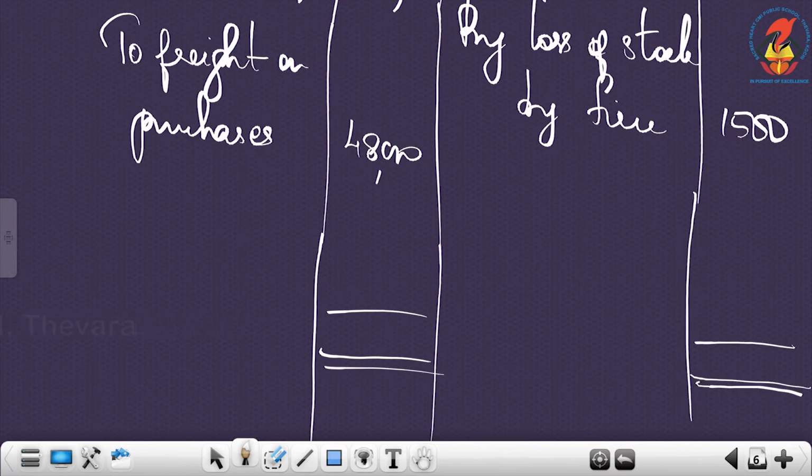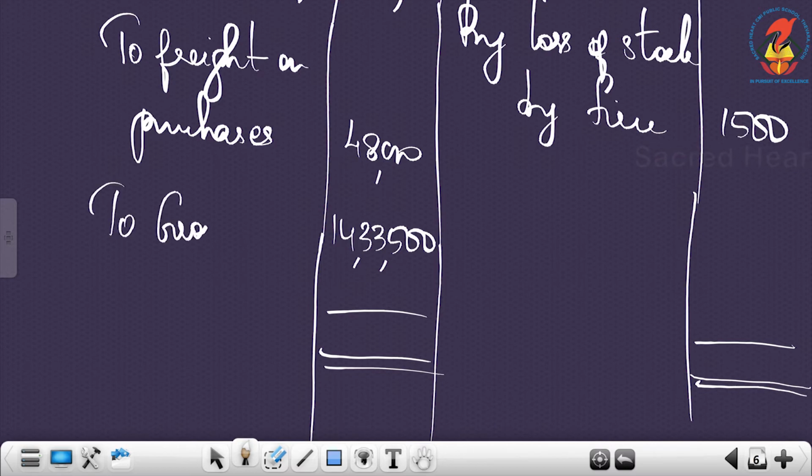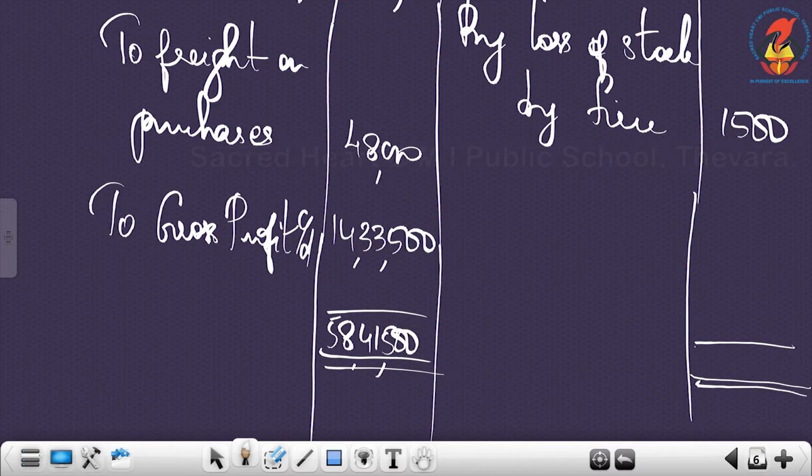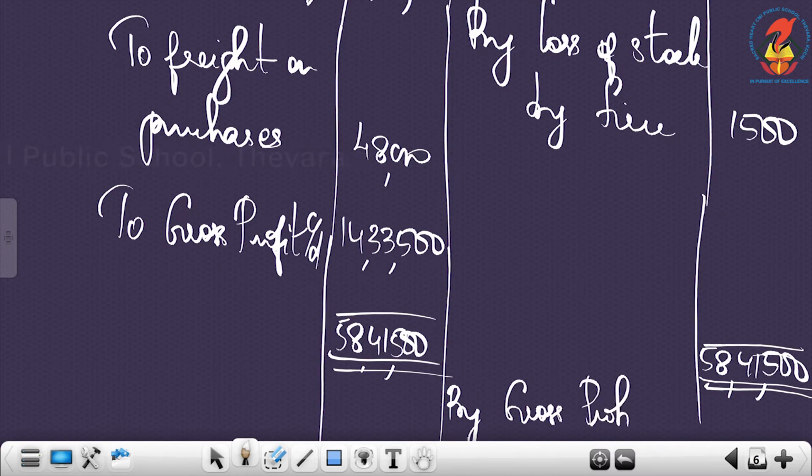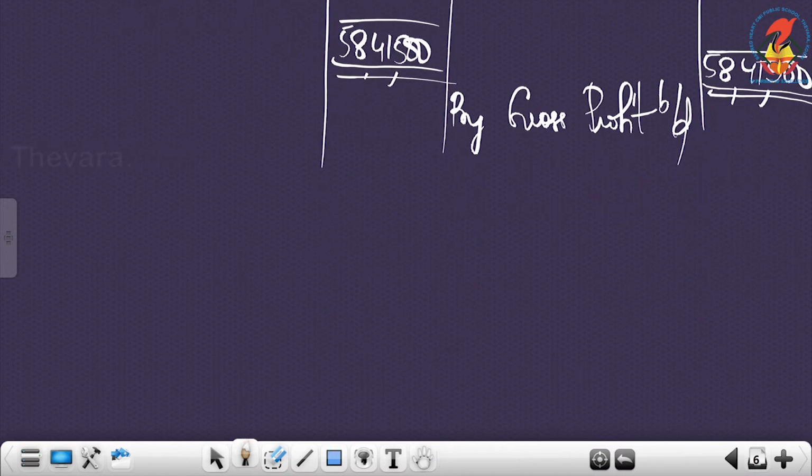Find the balancing figure. We are getting a gross profit of 14,33,500. When you do calculations, take all these amounts; don't simply copy. So, to gross profit carried down, and the total is 58,41,500. Now we can start the P&L by gross profit brought down, 14,33,500.